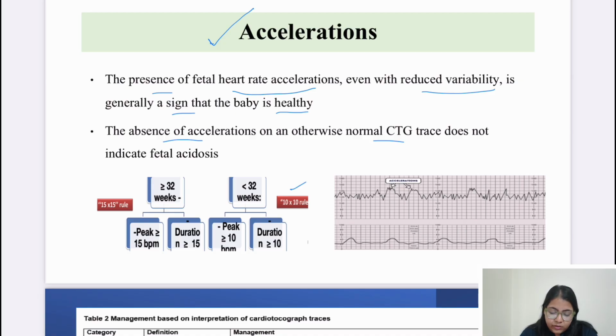So here is the 10 by 10 and 15 by 15 rule. If the period of gestation is more than or equal to 32 weeks, you take acceleration and deceleration of 15 beats per minute and for 15 seconds. But if it is less than 32 weeks, then you take the 10 by 10 rule, that is 10 beats per minute for 10 seconds.